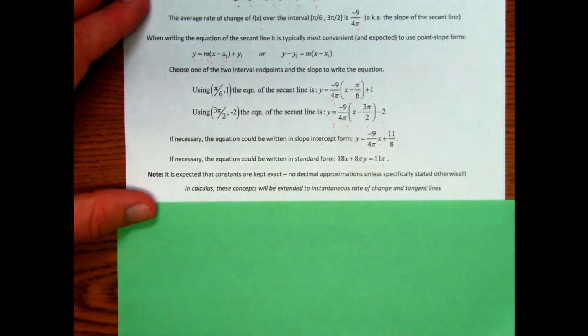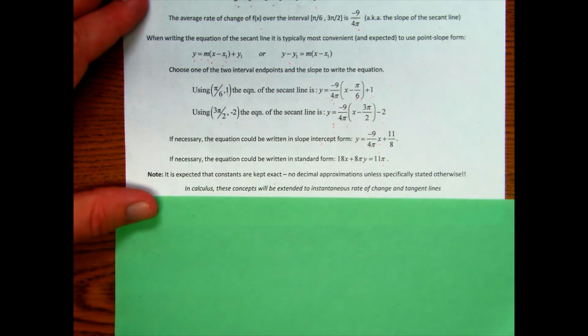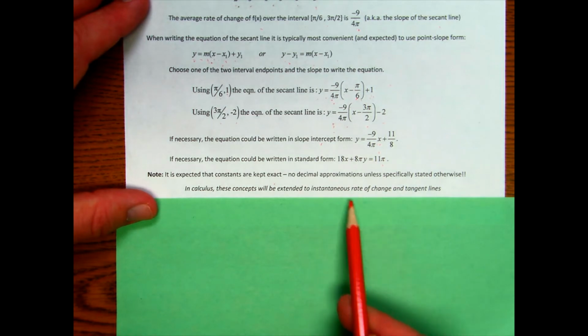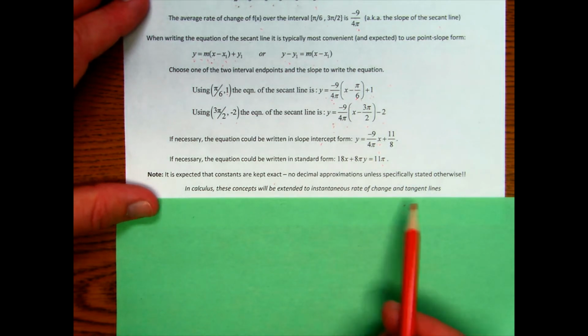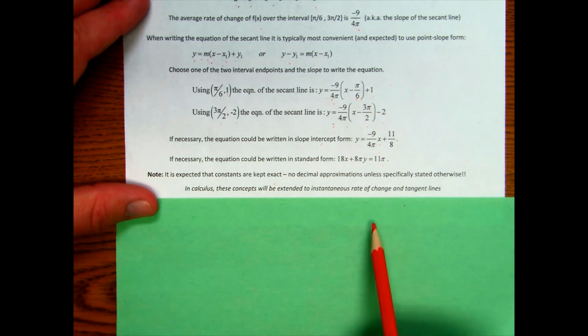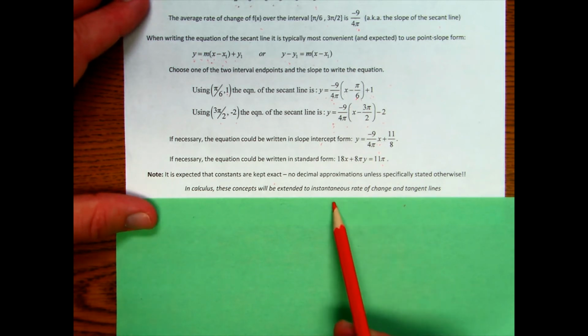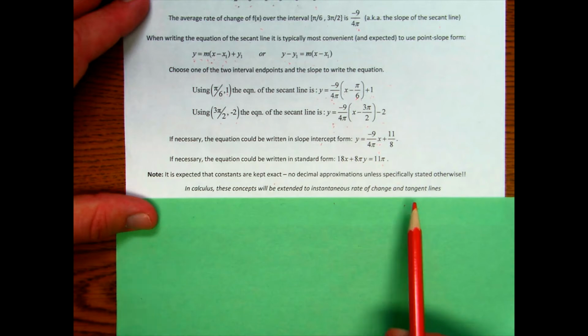All right, what this does is this begins the idea of, instead of an average rate of change and an equation of a secant line, once you're in calculus, it becomes the instantaneous rate of change, and the secant line becomes a tangent line. That uses stuff that's above and beyond the scope of our particular class. Average rate of change, secant lines, that's pre-calculus. Instantaneous rate of change, tangent lines, that's calculus.